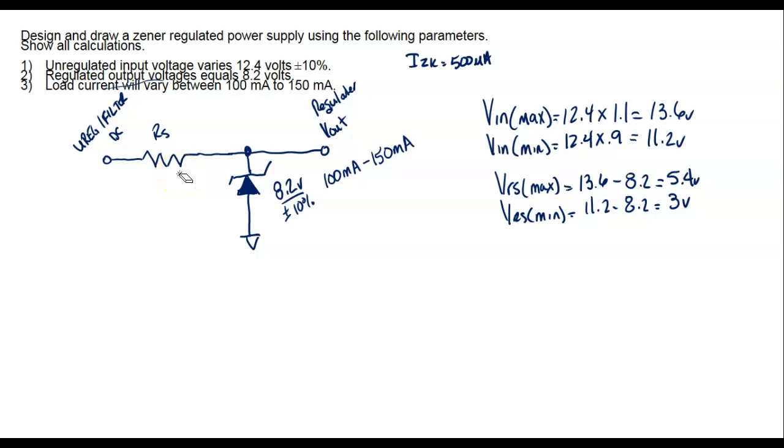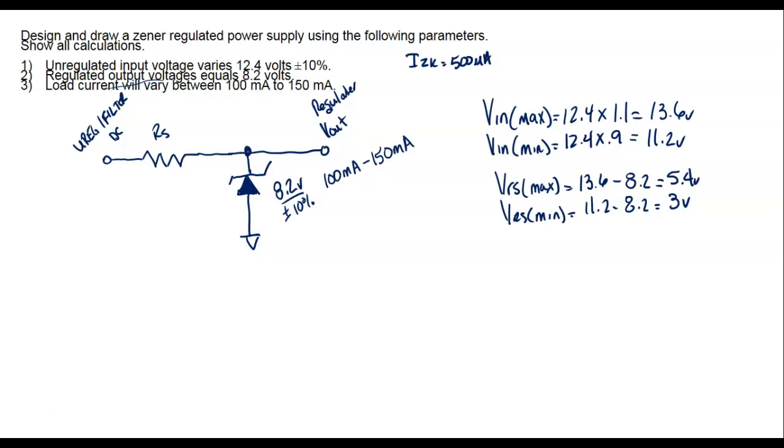According to Kirchhoff's current law, the sums of the current flows in these two branches right here has always got to equal the total current. Well, the total current is flowing through RS. So if the input voltage goes up and the load current doesn't change, then what's the Zener got to do? Is it going to conduct more current or is it going to conduct less current? It's going to conduct more because the input voltage goes up.